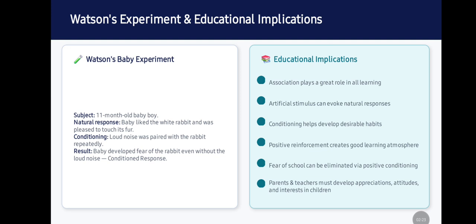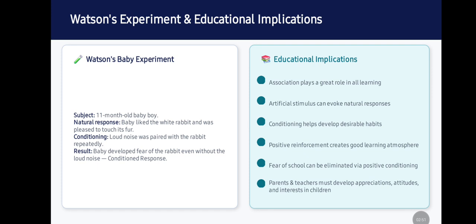Next we'll go through Watson's experiment and educational implications. Watson's baby experiment. The subject is an 11-month-old baby boy. Natural response: the baby liked the white rabbit and was pleased to touch its fur. Conditioning: a loud noise was paired with the rabbit rapidly. Result: the baby developed fear of the rabbit even without the loud noise.